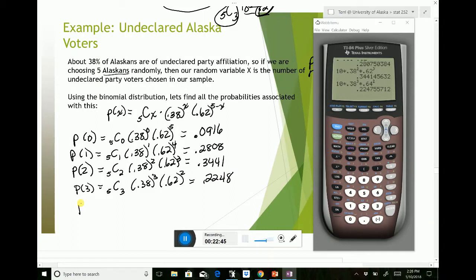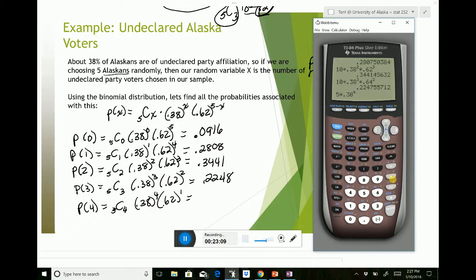0.2248. Probability of 4 is going to be 5 choose 4, 0.38 to the 4th power, 0.62 to the 1st power. Remember, a number choose the number below it is always just that number. So 5 times 0.38 to the 4th times 0.62. Make sure you hit that side arrow after you take your 4th over there. I forgot the times also. 0.62. There we go.